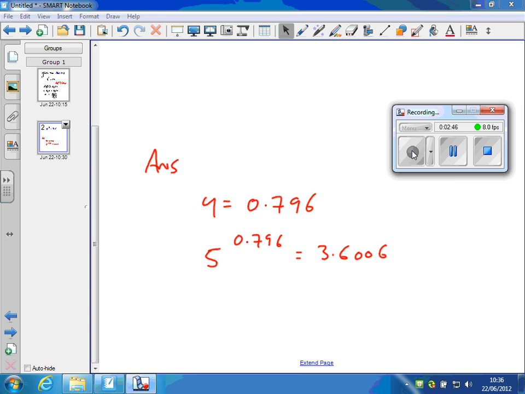So here is the answer, y equals 0.796. And if I put that back into the original equation, I can see it gives me 3.6. It gives 3.6006 to 5 significant figures. But, of course, that's because I've rounded the answer. Why? 0.796 is given to 3 significant figures.